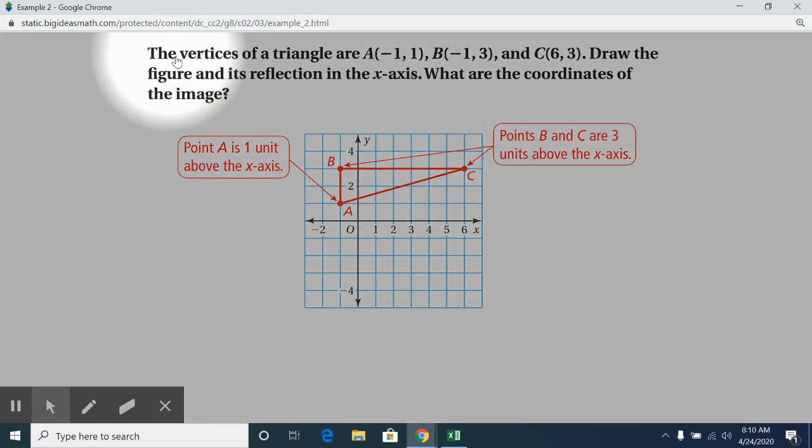So it says the vertices of a triangle are A is -1, 1, B is -1, 3, and C is 6, 3. It says to draw the figure and its reflection in the x-axis. This just means using the x-axis as our line of reflection. And then it says, what are the coordinates of the image?